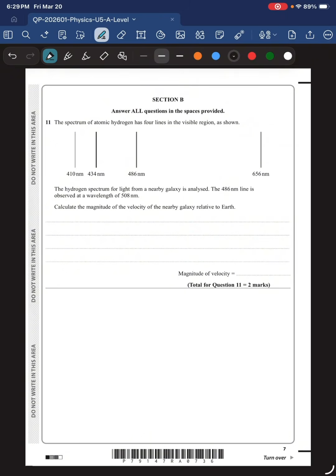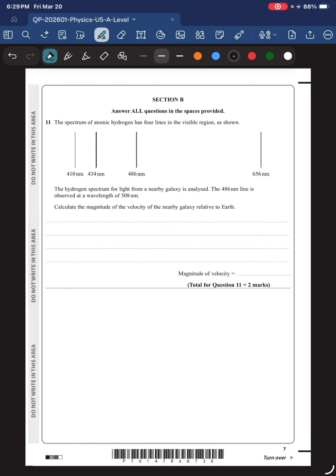Section B. Question 11, the spectrum of atomic hydrogen has 4 lines in the visible region as shown. By the way, I hope you guys are aware that you have spectral lines that are not in the visible spectrum, for most elements, actually all elements. The hydrogen spectrum for light from a nearby galaxy is analyzed. The 486 nanometer line is observed at a wavelength of 502 nanometers. Calculate the magnitude of the velocity of the nearby galaxy relative to Earth.